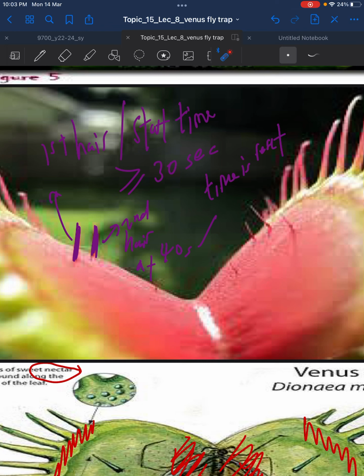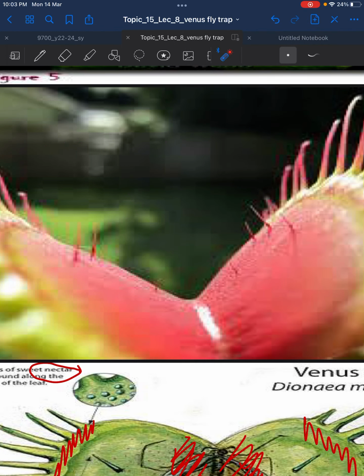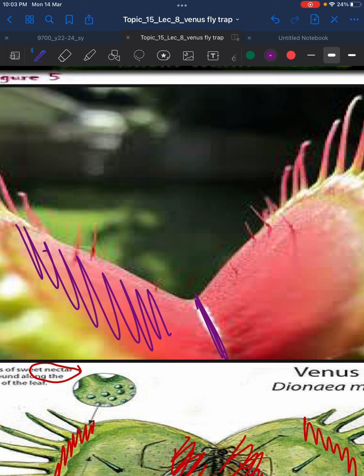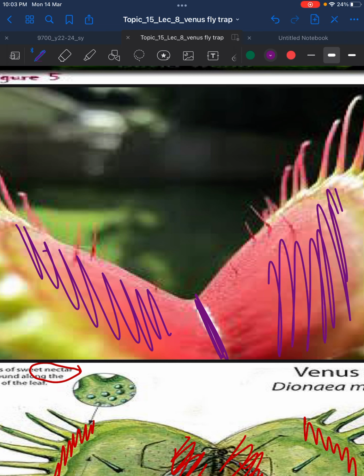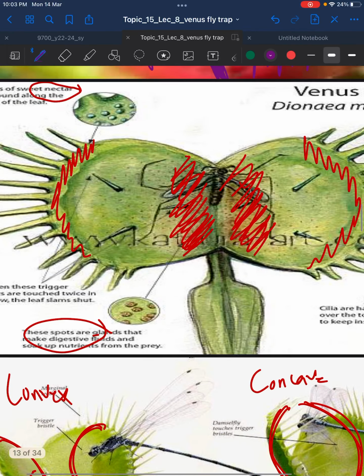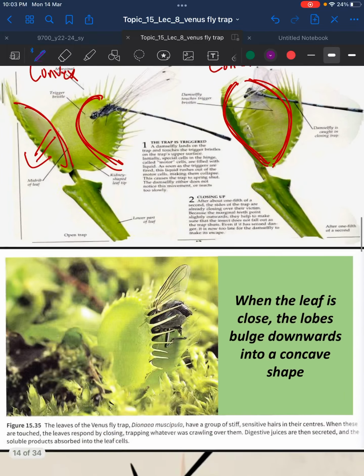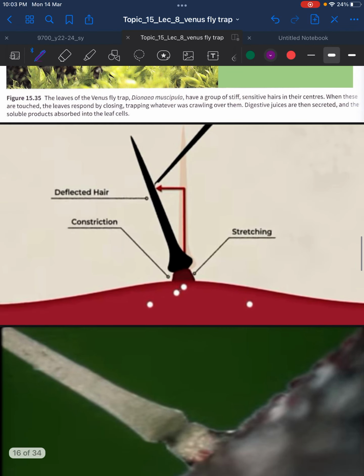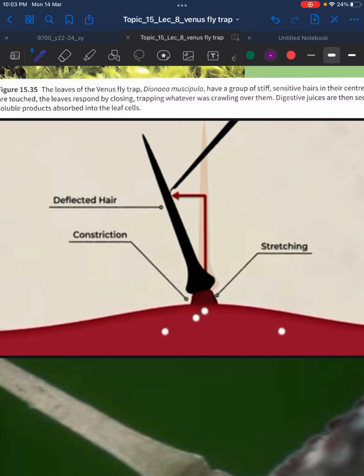Okay, so basically the way the action potential moves is that it moves across this lobe, and then it will reach the hinge. The hinge is a very critical region of this Venus flytrap. Here we have the first deflection. So you can see when it's deflected, this is what we call mechanical stimulus.